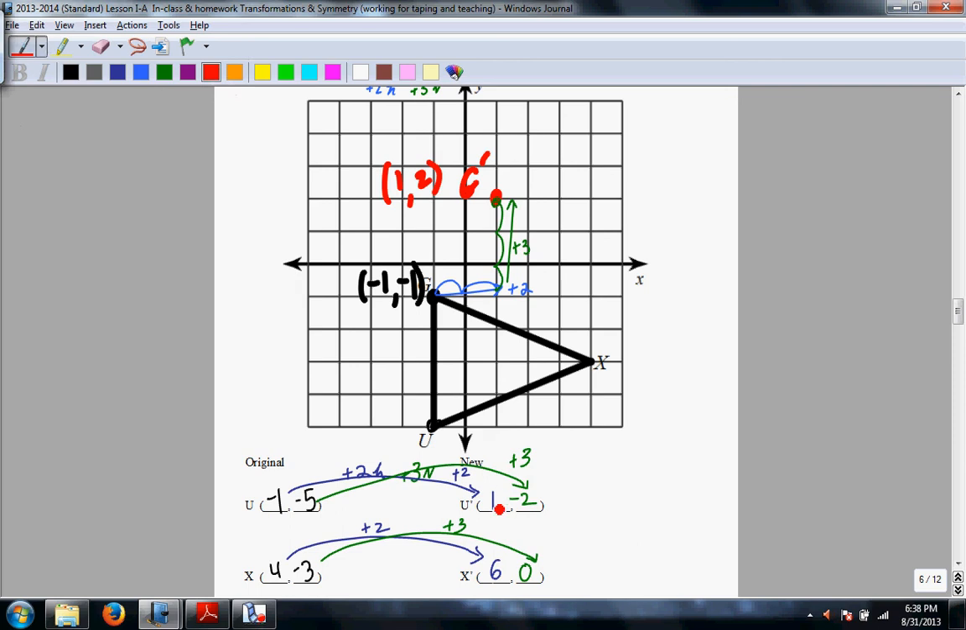So my new U prime is +1, -2. That's my new U coordinate. And then my new X coordinate is 6, 0. I don't have 6. 1, 2, 3, 4, 5. We can go 1 over, and that's 0. And that's going to be my X prime. Now I draw that in. If you look very carefully, we have taken this triangle and we have slid every point 2 units to the right and 3 units up.